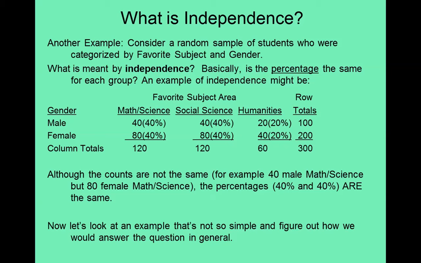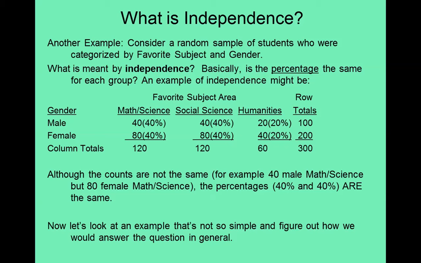So you can't directly compare the frequencies, but looking at percent in each subject among the males and percent in each subject among the females, the percentages are actually identical. So knowing gender doesn't impact which subject is selected as the favorite subject area. Notice although there were 40 males who said social science was their favorite subject and 80 females who said the same, the percentages are actually both 40%. So the percentages put the values on a comparable scale.